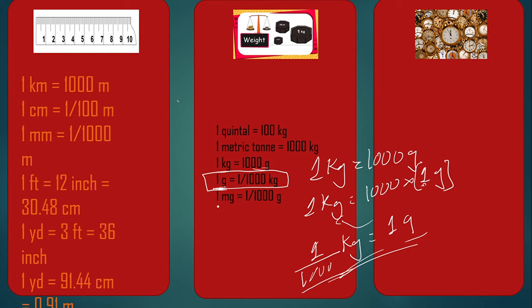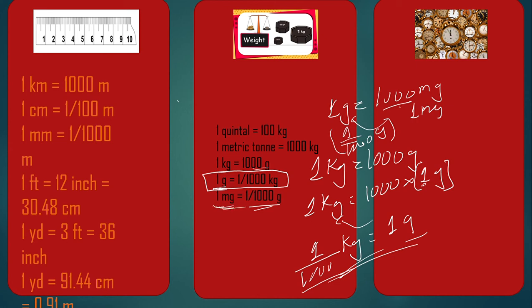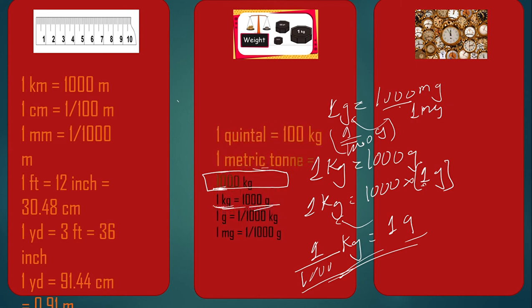Similarly, 1 milligram is equal to 1 upon 1000 gram. We know that 1 gram is equal to 1000 milligram. So again, if we have to get 1 milligram, we'll send this 1000 to the other side. So 1 milligram is 1 upon 1000 grams.